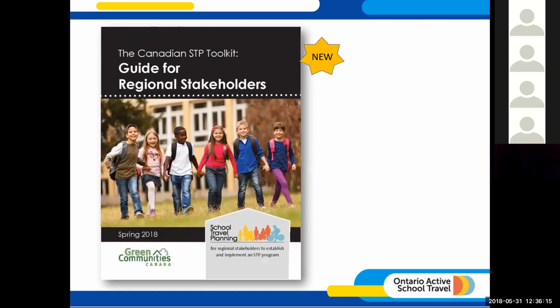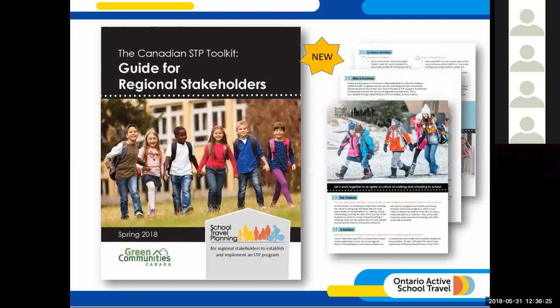So the purpose of this new guide is to help those regional, municipal level stakeholders to establish, implement and support an STP program. And that guide is supported by a new overview of school travel planning. It's a 4-page brochure targeted at those stakeholders. And it's to provide them with an introduction to school travel planning and encourage their support and participation. So that's intended really as a marketing tool for school travel planning.